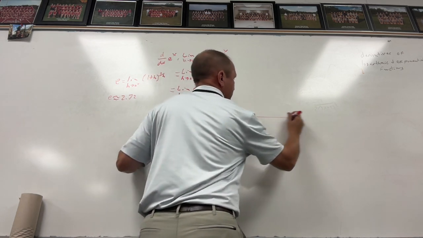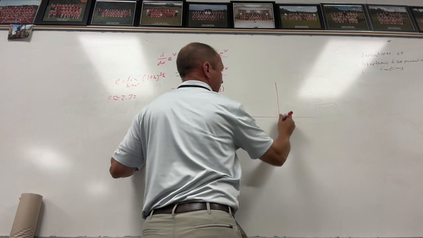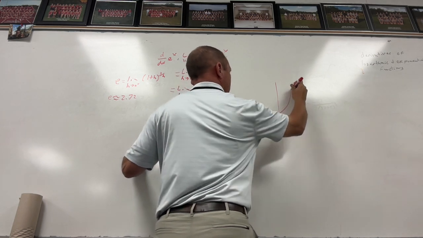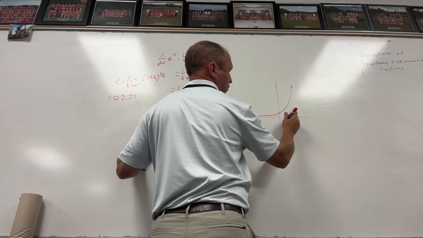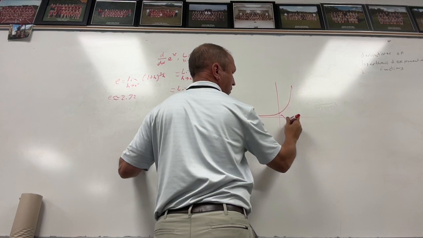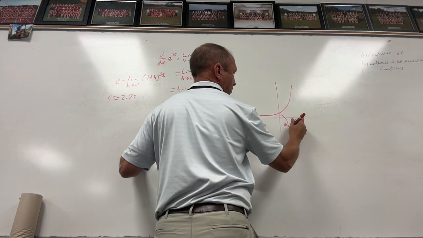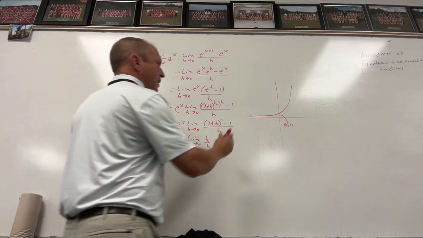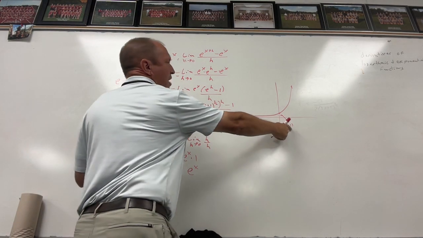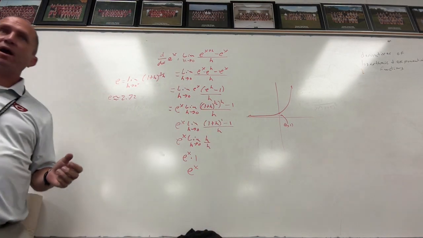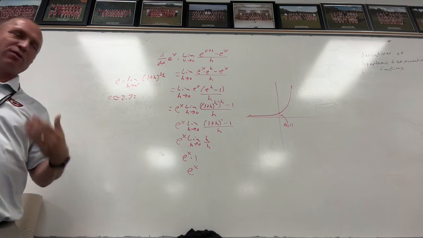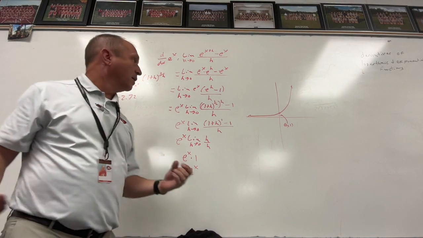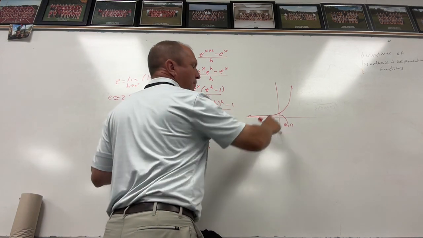So what that means is, if you think about what the graph of e to the x looks like, it crosses here at 0, 1. Whatever the y value is on this graph, that's also the slope at that point. So at this point 0, 1, we have a slope of 1.